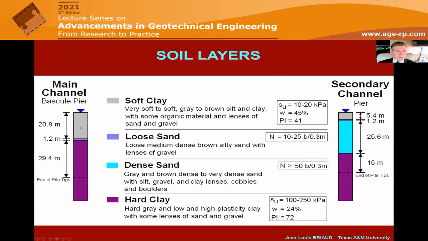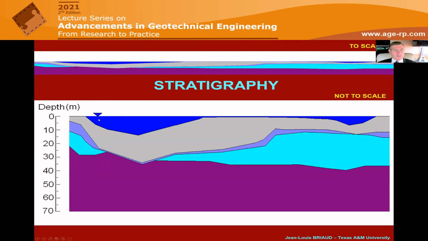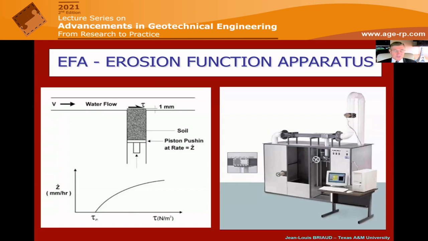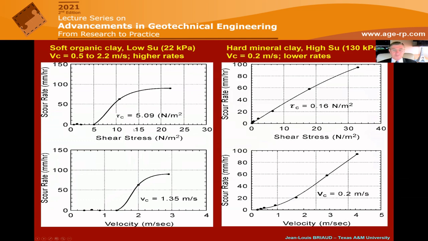Here is the stratigraphy. This is the main channel. So all the ships go back and forth in here. And we're going to have two huge bascule bridges so that we can open up the bridge when the big ships have to go through. And these are very large structures requiring significant foundations. So we went to the site, took some samples, brought them back to the lab, tested them in the EFA, and we had some elements to make some predictions. Here are examples of erosion functions, as I showed you before.